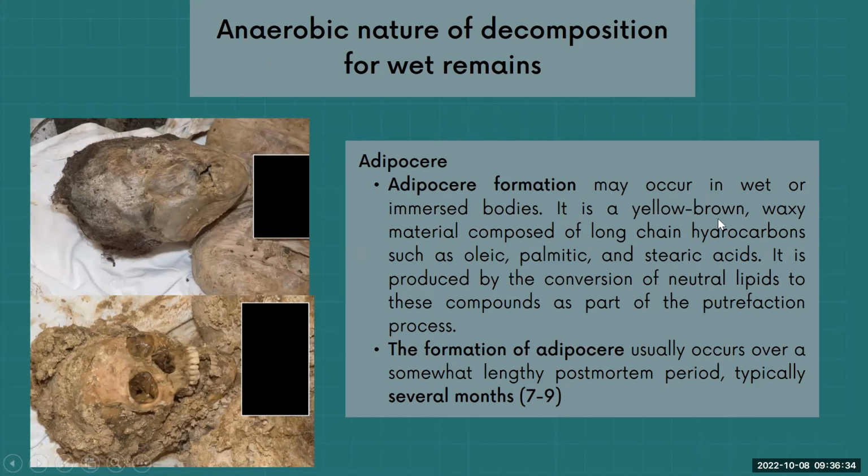It is a yellow-brown waxy material composed of long-chain hydrocarbons such as lauric, palmitic, and stearic acids. It is produced by the conversion of natural lipids to these compounds as part of the putrefaction process. The formation of adipocere usually occurs over a somewhat lengthy postmortem period, typically 7 to 9 months.